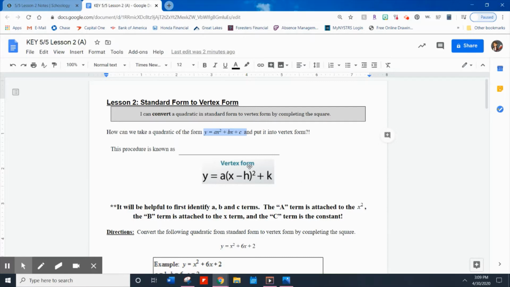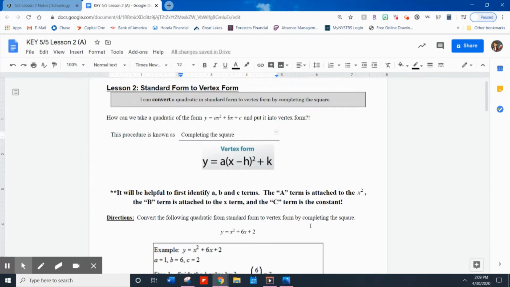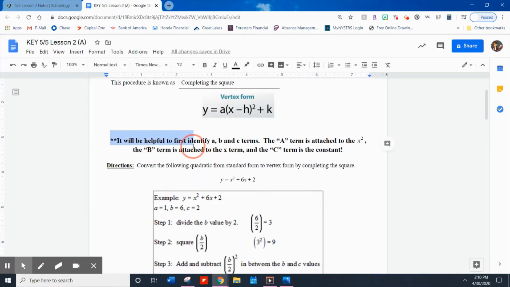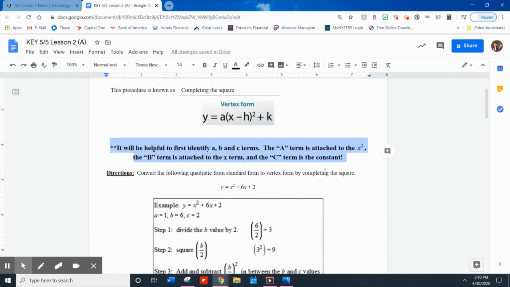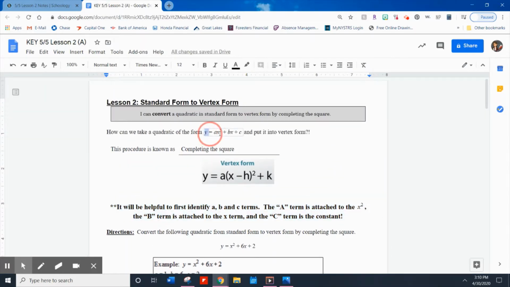We call it vertex form because we can identify the vertex just by looking at the equation. We're not going to get there for today, but that's another purpose of completing the square. So if a question says, convert this quadratic into vertex form, you are going to do a process called completing the square. It will help to first identify A, B, and C terms. Remember, the A term is always attached to x squared, B term is attached to the x, and C is the constant. You can see that identified here in the standard form of the quadratic up at the top.